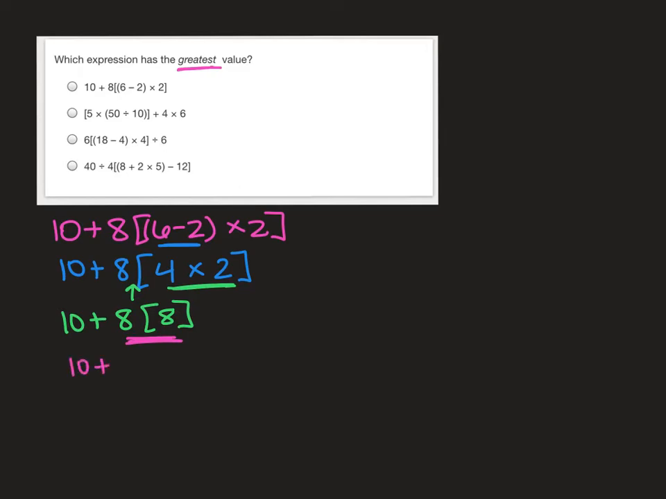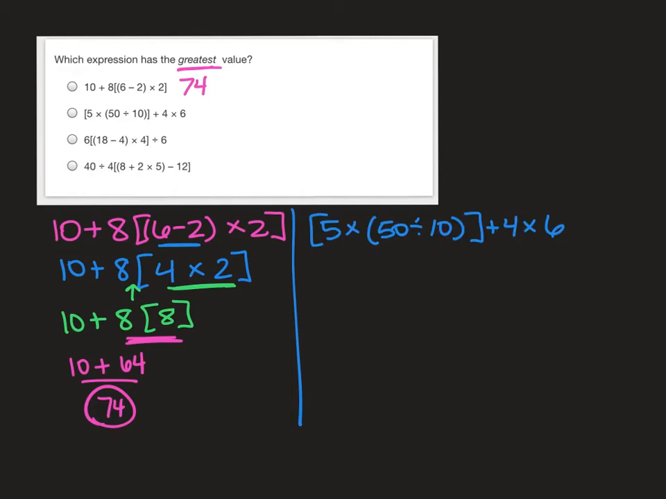So I'm going to bring down the 10. 8 times 8 is 64. And that gives me a final answer of 74. So that tells me the value for the first one is 74. All right. And remember, we're trying to find the greatest value, so I've got to do all of the others.